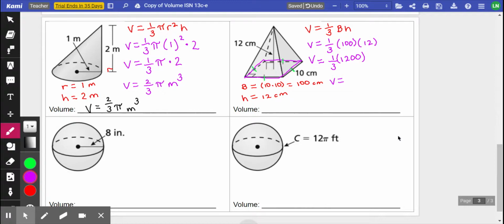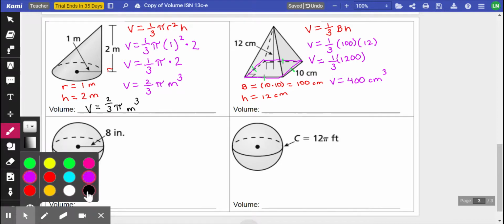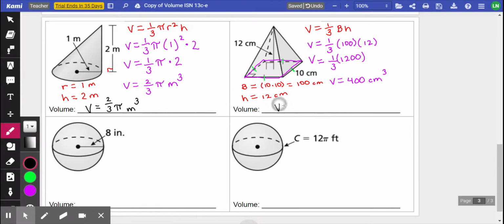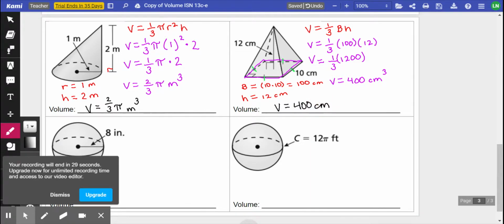1/3 times 1,200. In other words, we could take 1,200 divided by 3. And so 12 divided by 3 would be 4. And then we can add our 2 zeros. So we get 400. And then we need centimeters cubed. So that will be our answer for number 2. Volume equals 400 centimeters cubed.